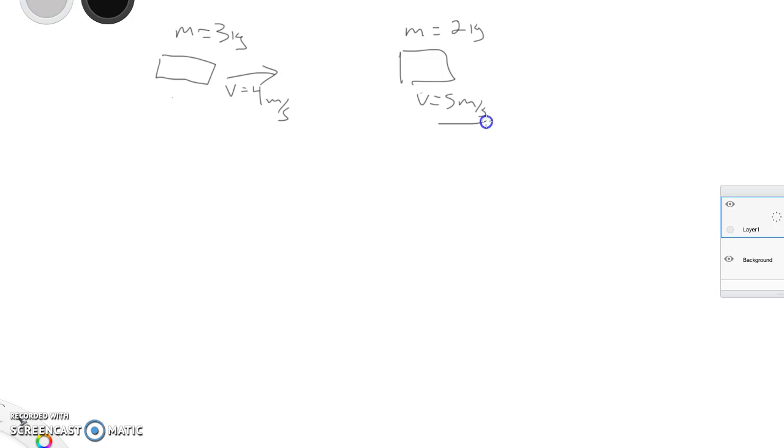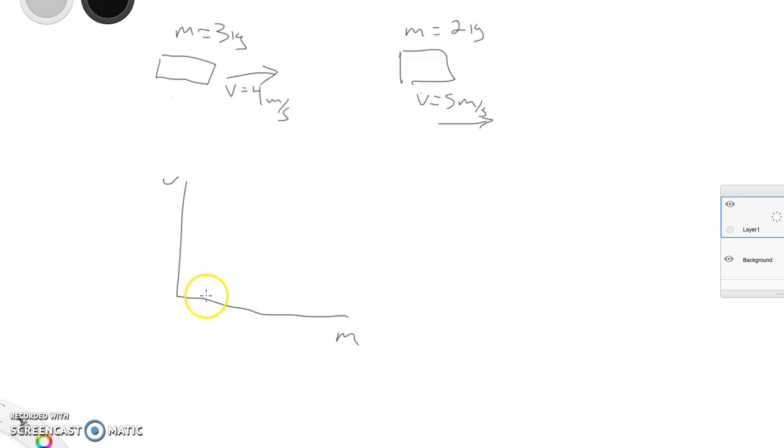Okay, so for example, let's say that we have a car. We'll just make a box with a mass of 3 kilograms, and it's going this way with a velocity of 4 meters per second. And then we have another block. Say this one has a mass of 2 kilograms and maybe has a velocity of 5 meters per second, also going this way.